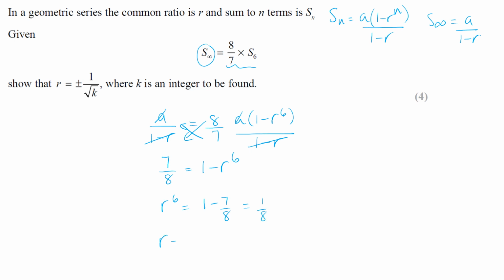This is r is equal to 1/8 all to the 1/6, and that will be plus or minus when we're taking an even root. So we can think of that as plus or minus 1 over 2 cubed all to the 1/6. 1 to any power on the top is going to be 1, but 3 times 1/6, this is going to be plus or minus 1 over 2 to the half, which is root 2. So our k is equal to 2.